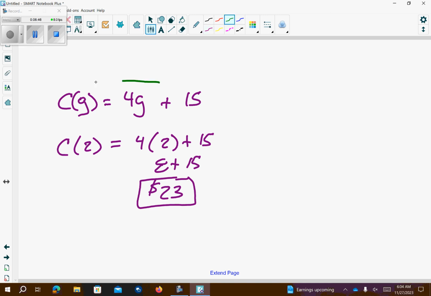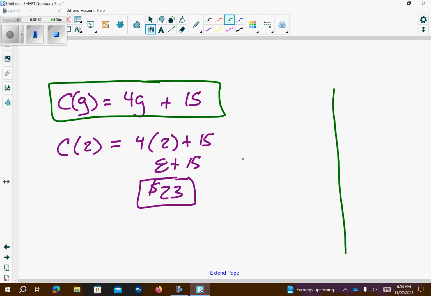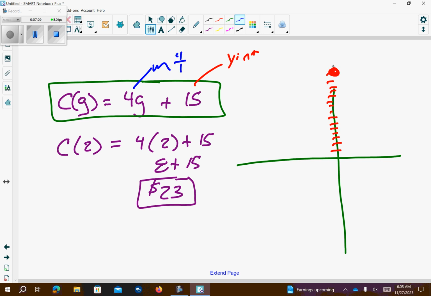This is the answer for letter B. And then if we want to graph the equation, this is my y-intercept at 15. So 1, 2, 3, 4, 5, 6, 7, 8, 9, 10, 11, 12, 13, 14, 15. That's way up here. And then I'm going to go up 4 because my slope is 4, which is 4 over 1. So I'm going to go up 4, right 1. And this is how our graph would look. Notice on your grid, though, you might want to count by 2s.